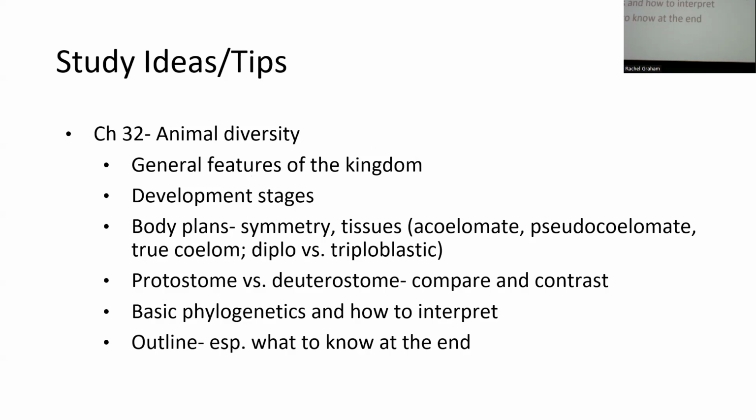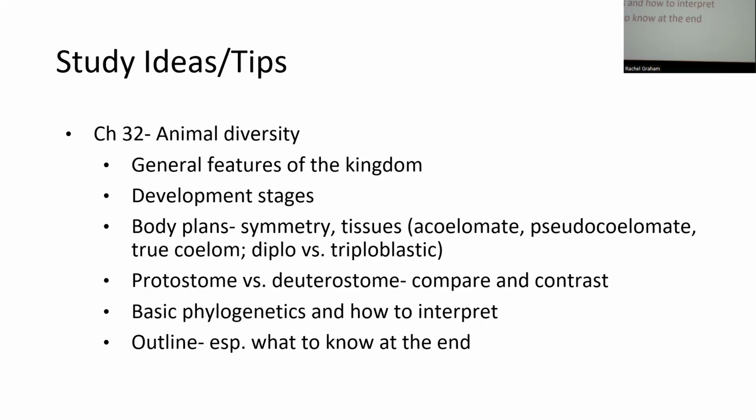For chapter 32, that was animal diversity. So again, what are the general characteristics of the animal kingdom? Developmental stages that we've talked about, body plans, the symmetry things. I think you guys have been doing a good job of understanding tissues. What kind of coelom do they have or not have? Are they diploblastic versus triploblastic?